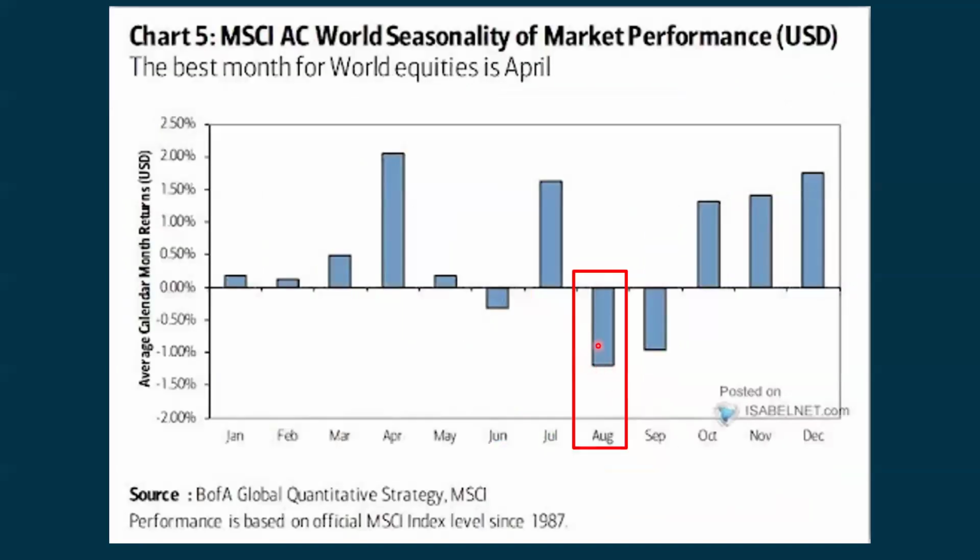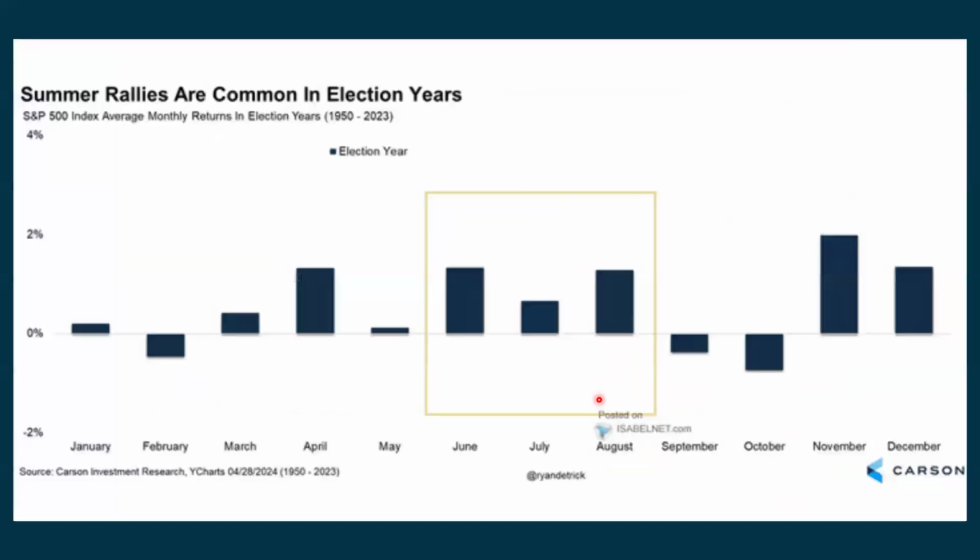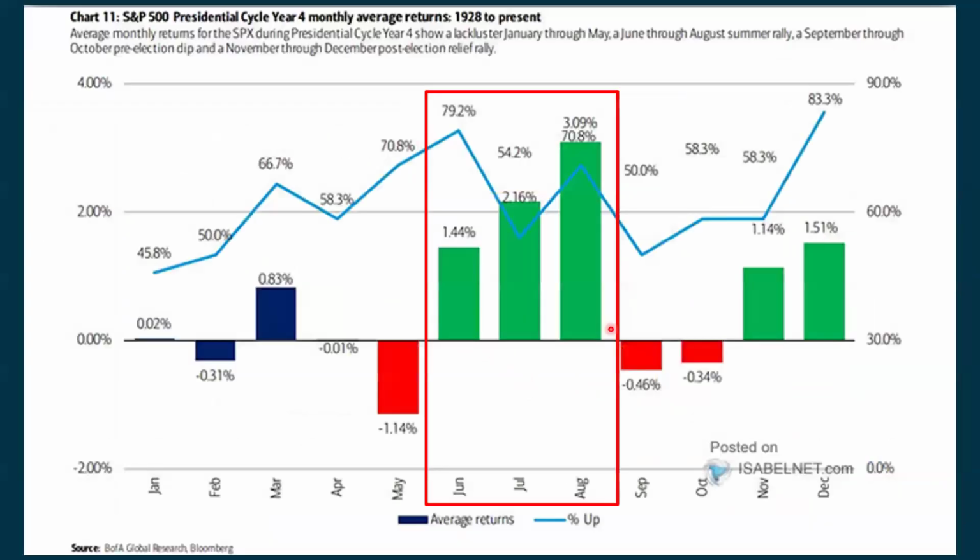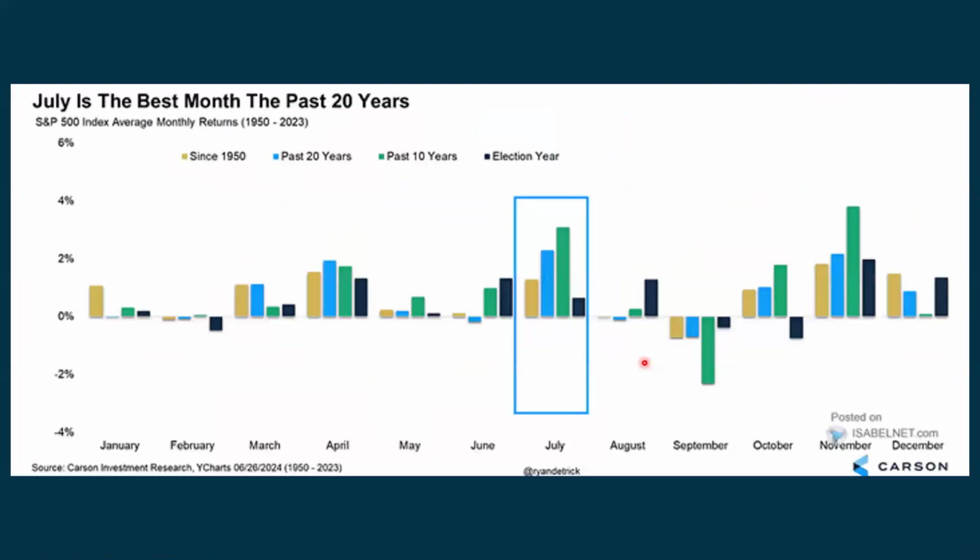And August, when you look at it on a global basis, this tends to be the weakest month of the year. But when you look at the US during an election year, June, July, and August are positive historically. And we do look positive here going from 1928 to the present, but it's September and October where we start to see a little bit more problems on a historical basis.